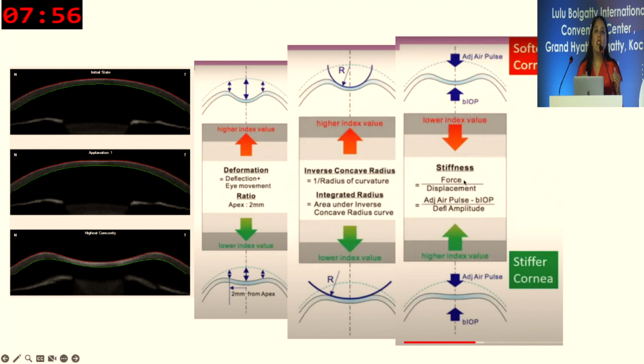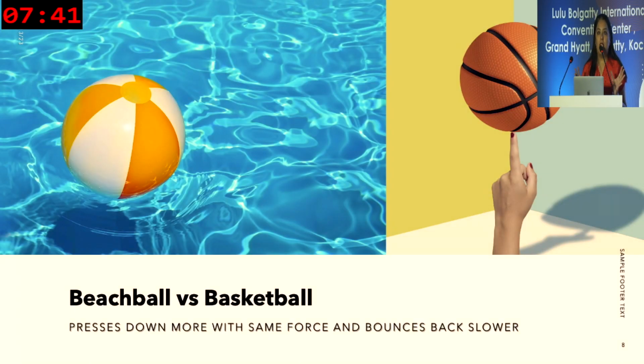The third is the stiffness. Stiffness, like Dr. Rohit said, is a great indicator introduced by Dr. Cynthia Roberts' team. Whenever you have a weaker cornea, you will require less force to deform it, right? So I think this is a great example. Think of a basketball and a beach ball, right?